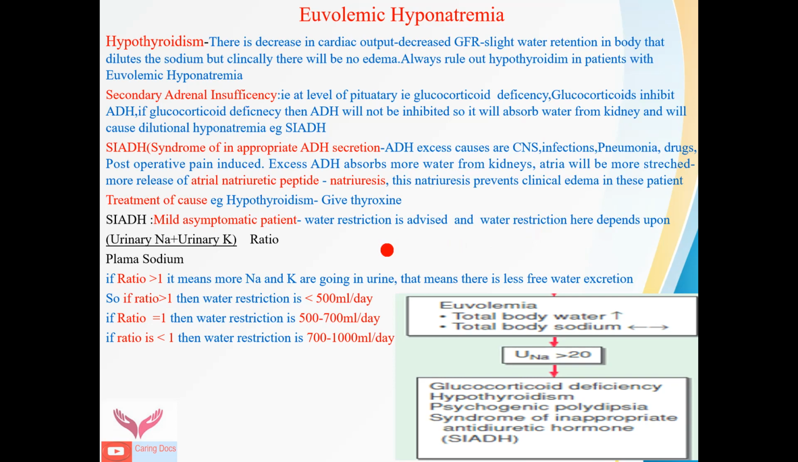If the ratio is more than 1, it means that more sodium and potassium are going in the urine, and this means there is less water excretion. So water restriction should be less than 500, meaning we should give him less than 500 ml of water to drink per day. If the ratio is equal to 1, then water can be given up to 500 to 700 ml per day, and if the ratio is less than 1, then water restriction is 700 to 1000 ml per day.